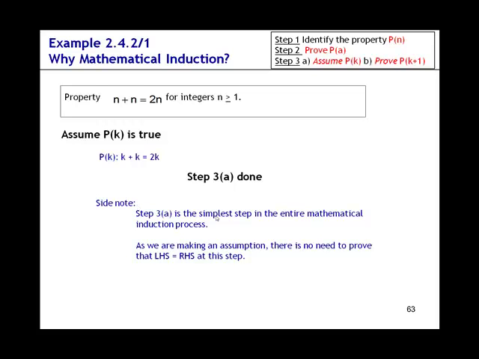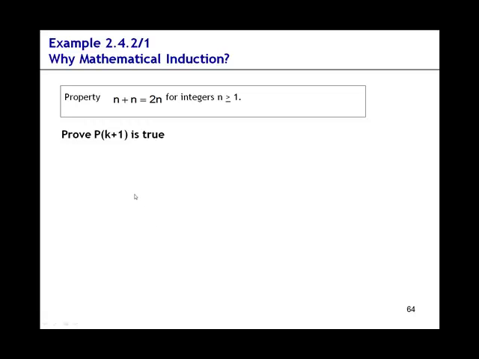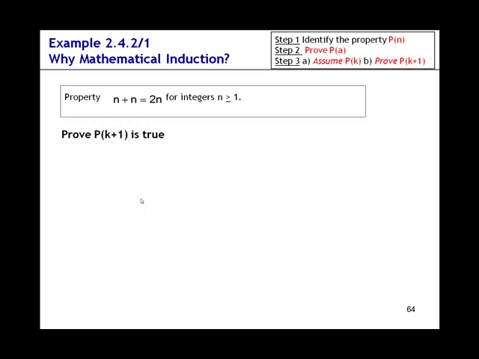Step 3a is the simplest step in the entire mathematical induction process, because what we are doing is basically assuming that the property is true for n equals k, and we just change all the n to k. That's it. As we are making an assumption, there's no need to prove that left hand side equals right hand side at this step. The next step is to prove that Pk plus 1 is true. In other words, prove that the property is true for n equals k plus 1.